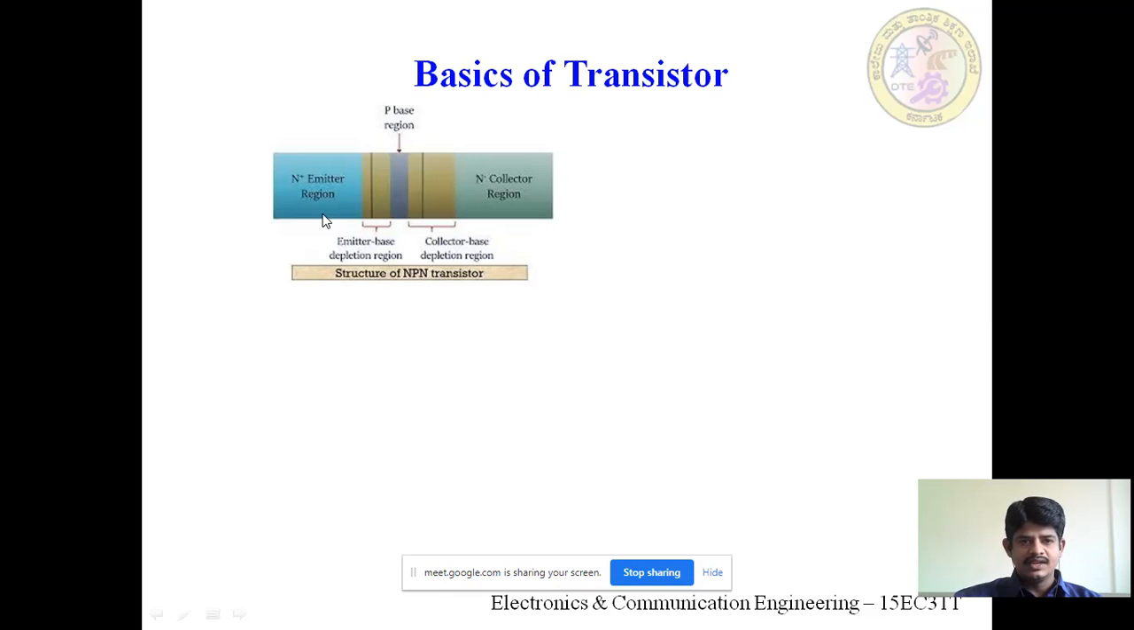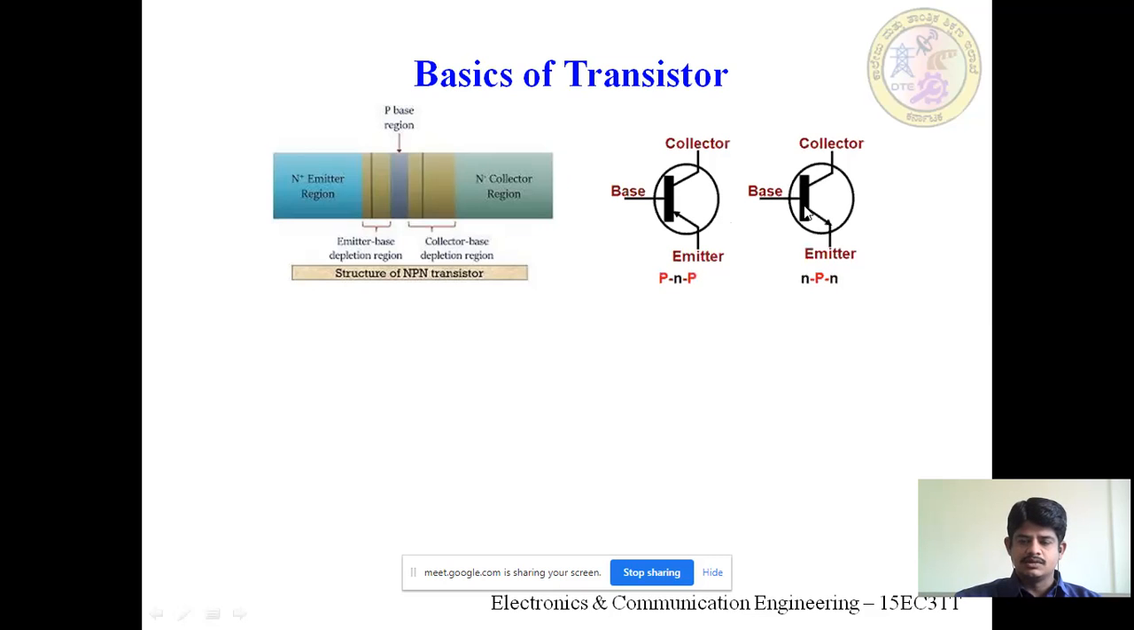In an NPN, the emitter region will have N material, the base will have P material, and the collector will have N. So it's called NPN. This is the commonly used transistor. And we also have one more kind of transistor called PNP, where the emitter will have P type, the base will have N type, and the collector will have P type. So that will be a PNP transistor. This is the basic structure of the transistor. And remember, the emitter base junction will be taken as the input circuitry, and the base collector will normally be taken in the output circuitry. We can have different configurations.